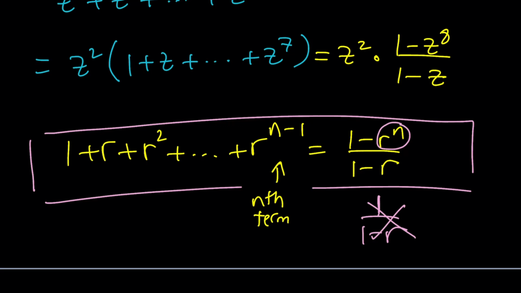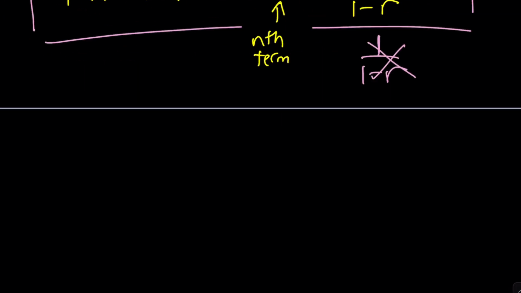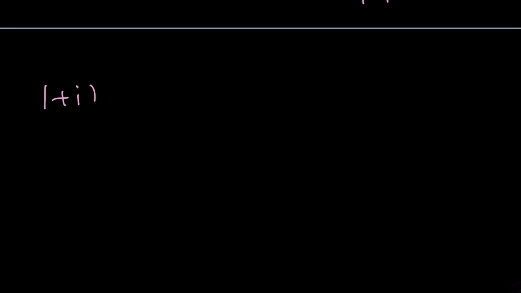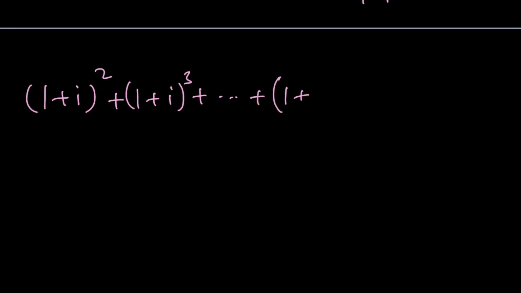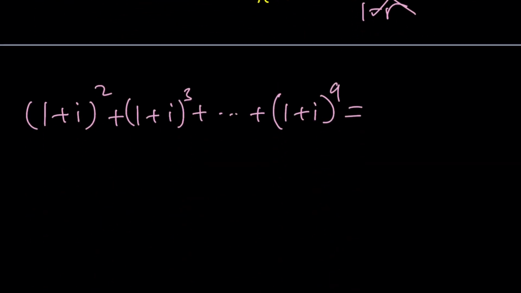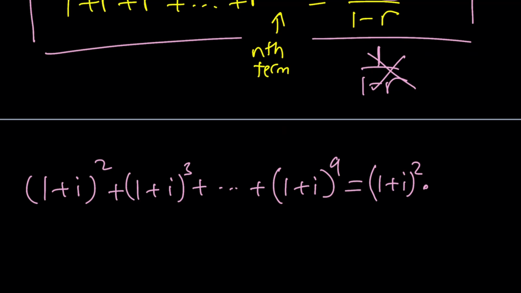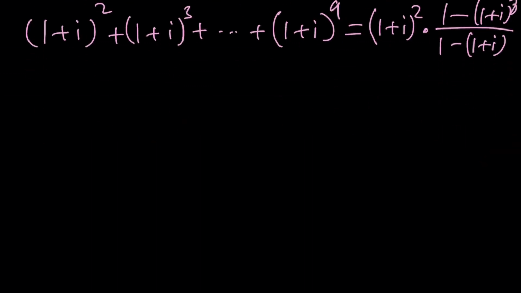Awesome. How do we use that answer though, right? So here's how. We have 1 plus i squared plus 1 plus i cubed all the way up to the 9th power. And we realize that, hey, the sum can be written as z squared, which is 1 plus i squared, times 1 minus z to the 8th divided by 1 minus z. Make sense? That is what the formula gives us. So let's go ahead and evaluate it.